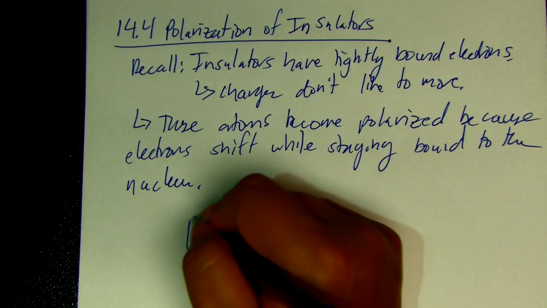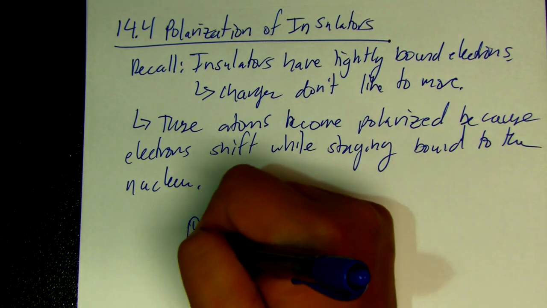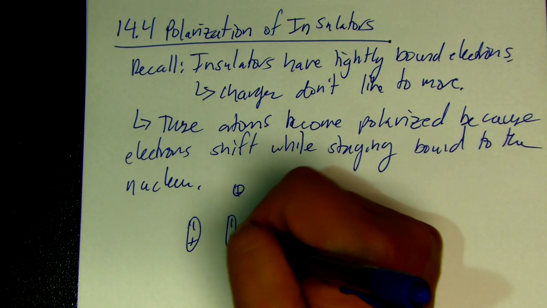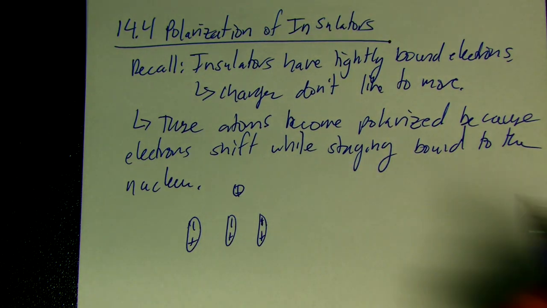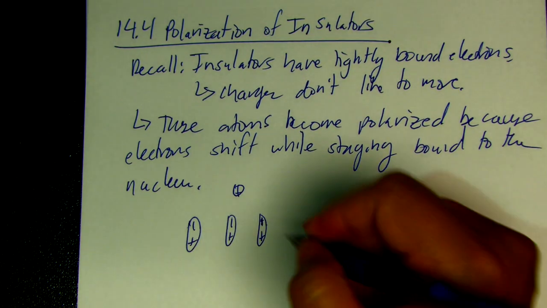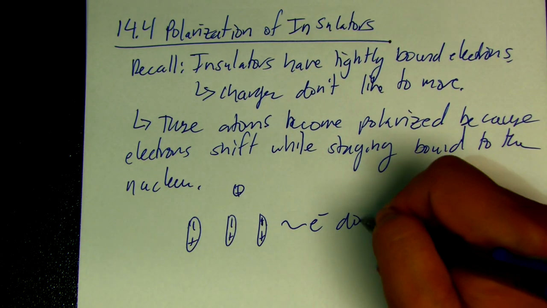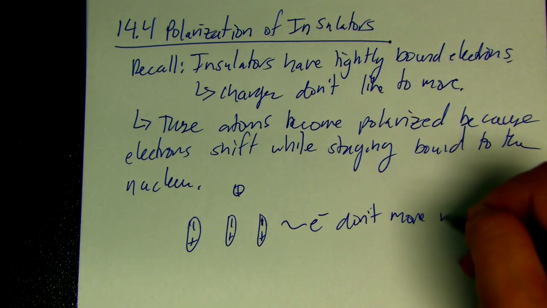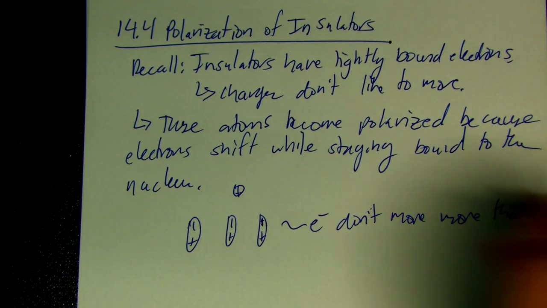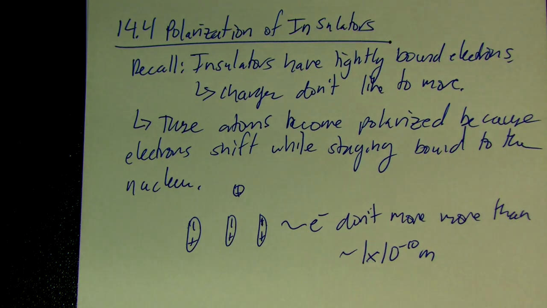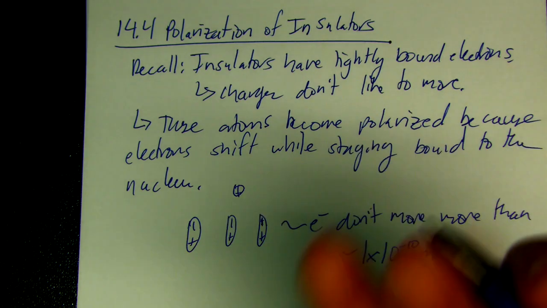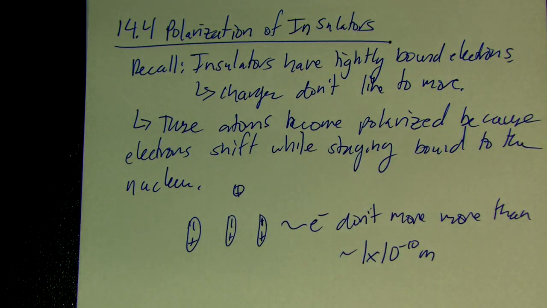So if you get a positive charge here, these are going to stay as atoms, and the electrons don't move more than approximately the radius of an atom, so 1 times 10 to the minus 10 meters. So you get the field because they polarize, but they're not really making that big of a shift. They're still staying together in their atomic structure when you polarize an insulator.